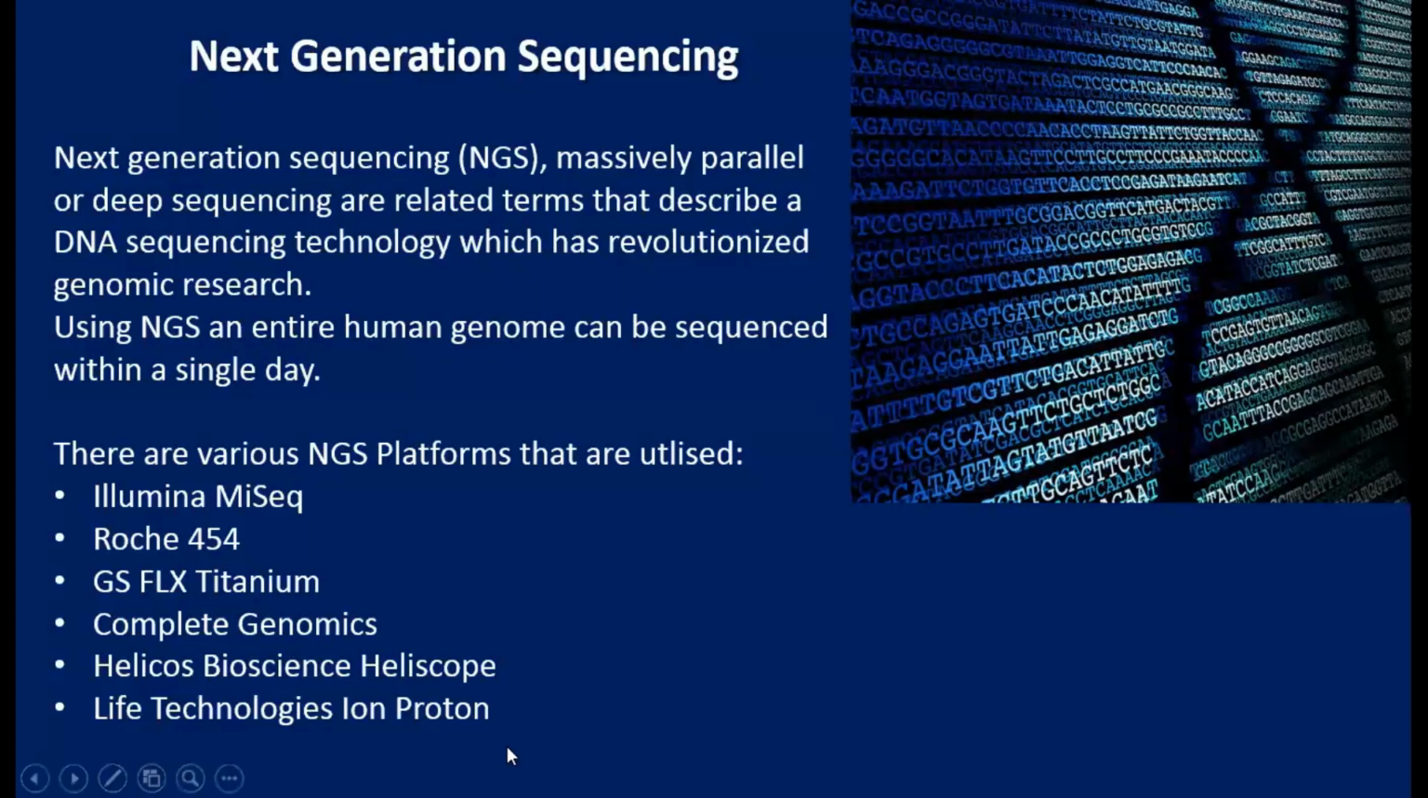These are the different platforms which allow you to perform NGS analysis, like Illumina, MiSeq, Roche 454, Complete Genomics, Life Technologies, Ion Proton. So these are the different platforms whereby you can go out there, upload your data sets, do the simulations, do the sequencing, and then do the data analysis and get the final desired results, right?